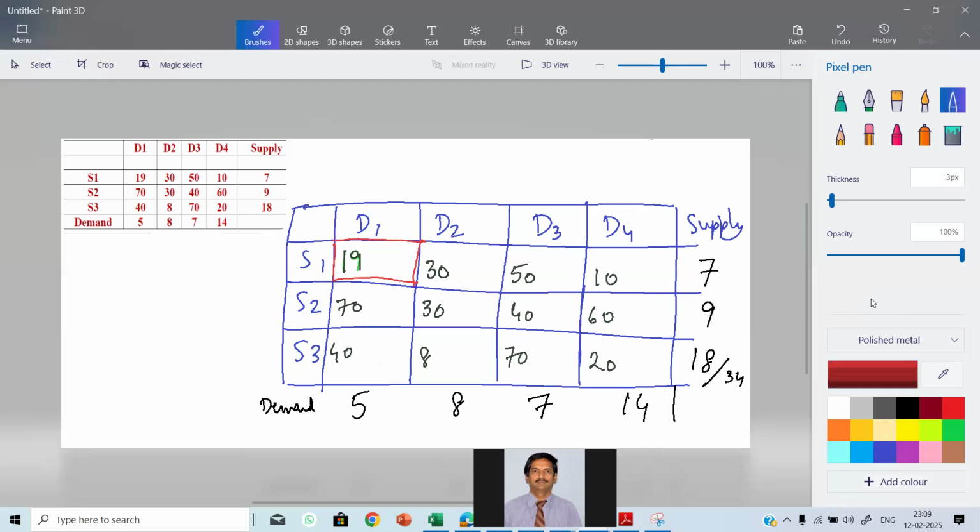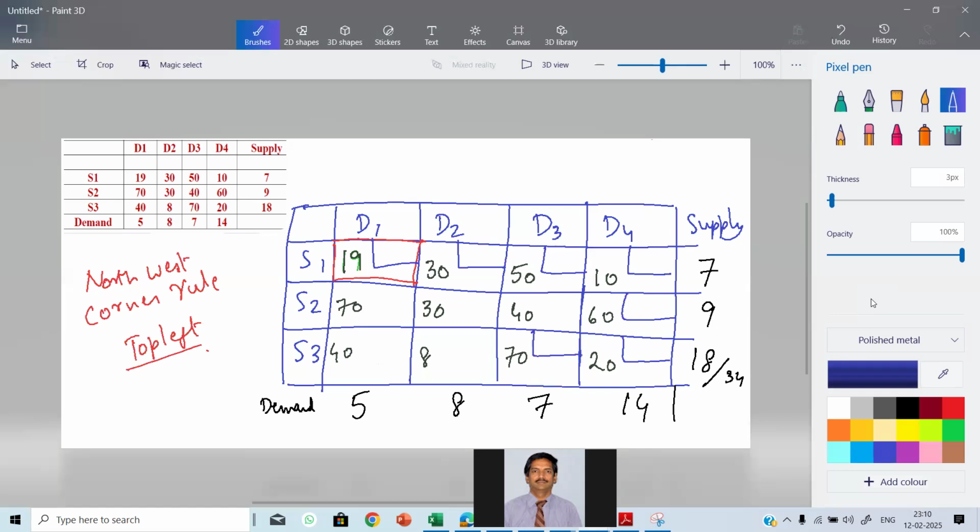Now, how to make the allocation? What is the rule? The northwest corner rule. Northwest corner means the top left corner. I'm putting the allocations in a small subcell, drawing it like this. So this is the northwest corner, and it has the highest priority. S1 D1 is the highest priority.